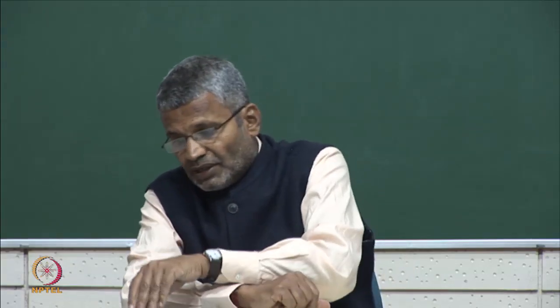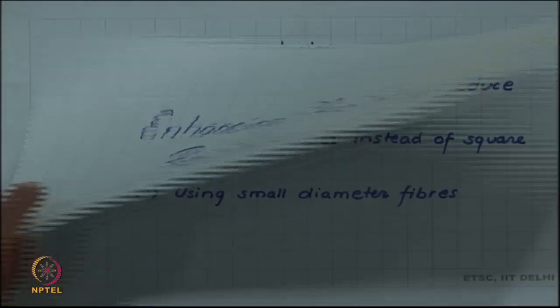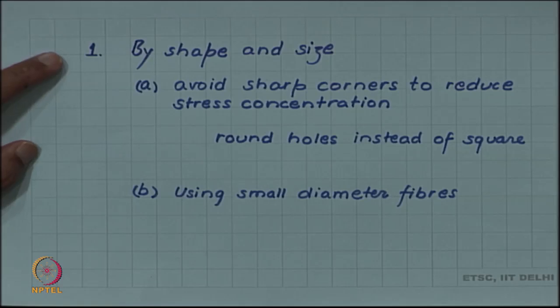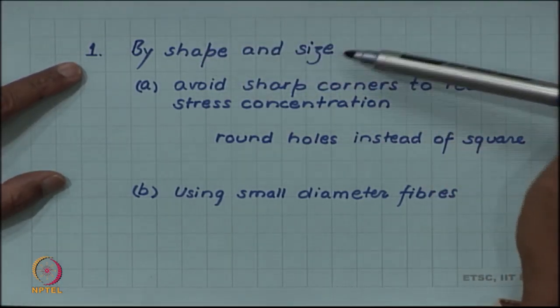Although we can never ensure that a component or a material will never fracture, we can do something to enhance the resistance to fracture of any given component or material. This can be done in a variety of ways, and we will discuss some of them now. One possibility of enhancing the fracture stress is by controlling shape and size.